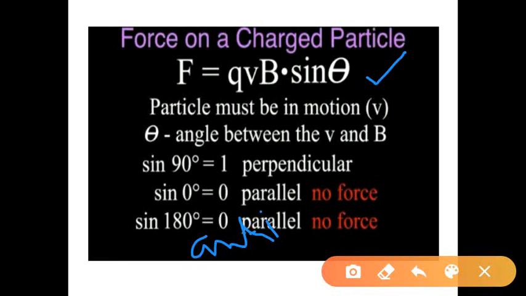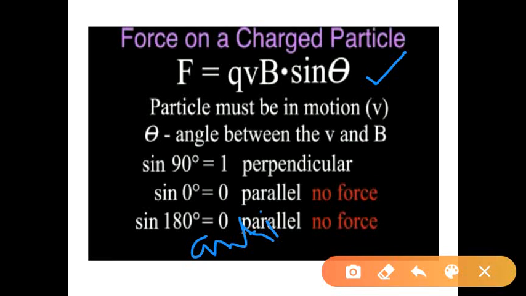First case, when the angle between velocity and a magnetic field is 90 degree. In this case, force is maximum. Magnetic force on the charged particle is maximum because sin 90 is equal to 1. We will get magnetic force F is equal to Q into V into B.